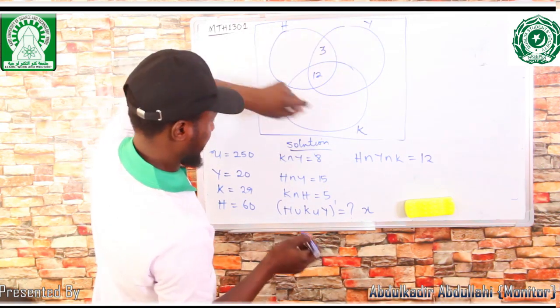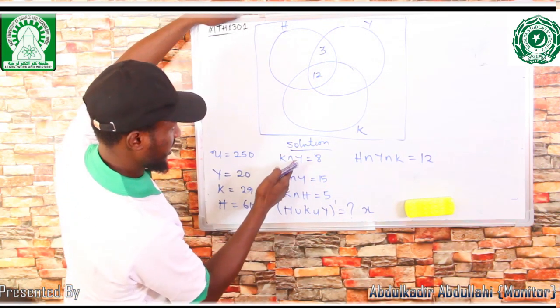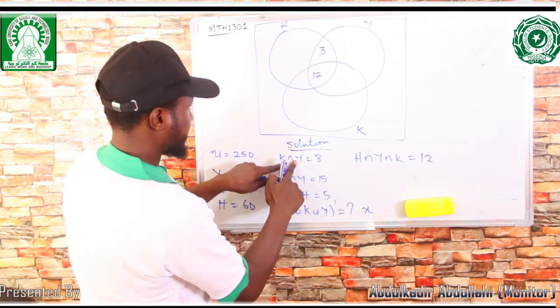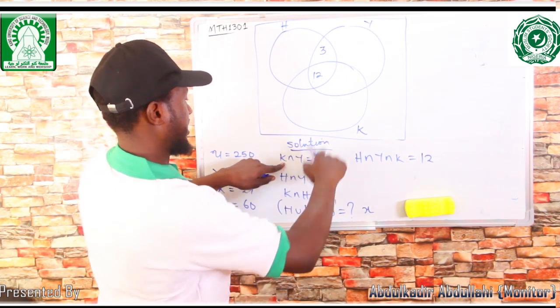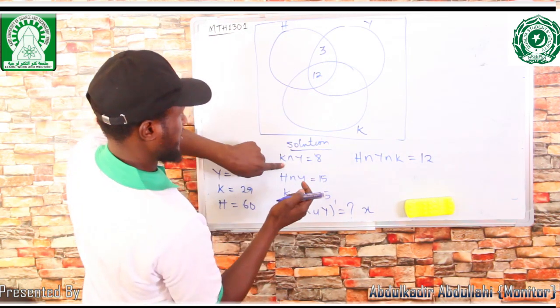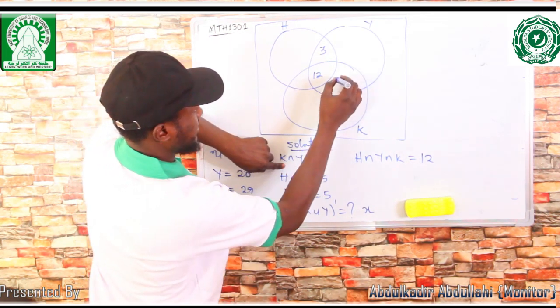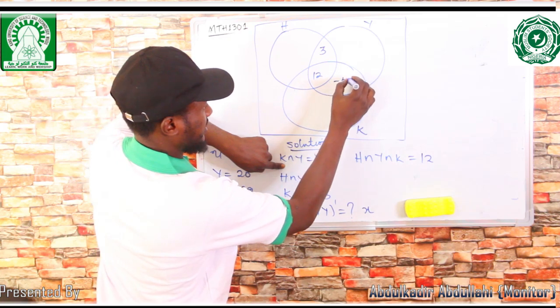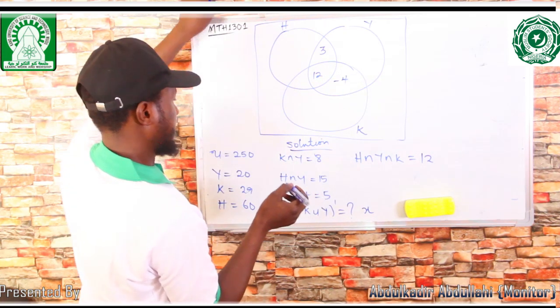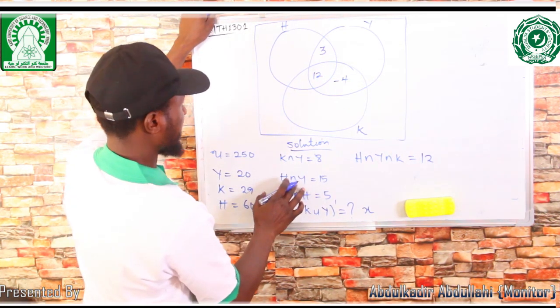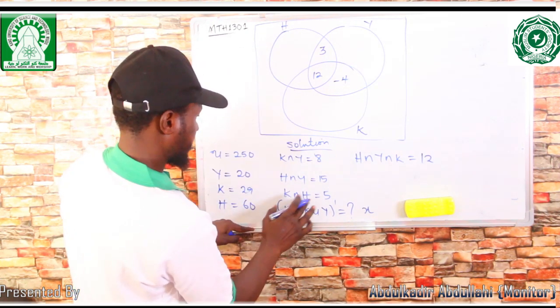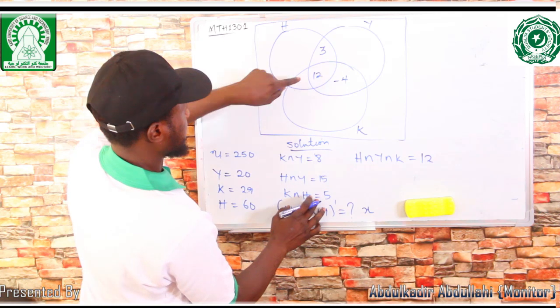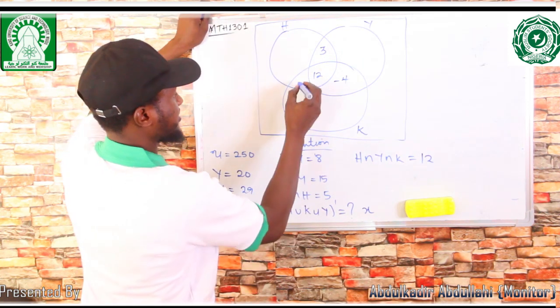Now Y and K, this one. That is 8 minus 12, so we are going to have minus 4, right? Yes, minus 4. Also the last one, which is H and K. H and K is 5. So 5 minus 12 is minus 7.